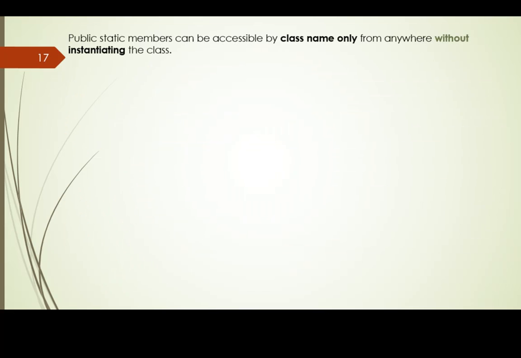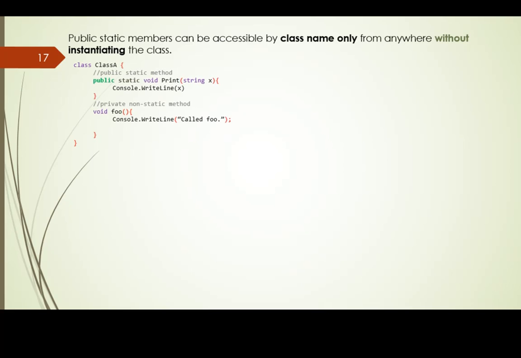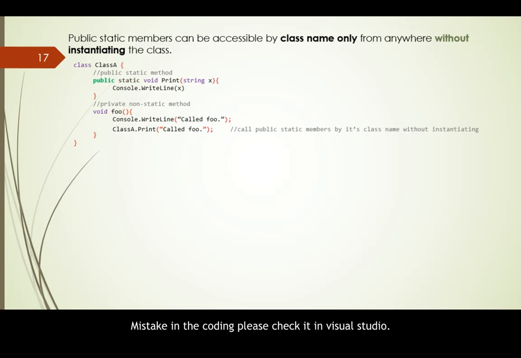Assume that this is Visual Studio, and I'm writing my statement, and let's see some code. Let's say that I have a class A and a public static method print, and I have a private non-static method that is foo. Now if I want to access the print method of class A, I can write the class name directly, class A, put a dot and then call the method, and it will run just fine.